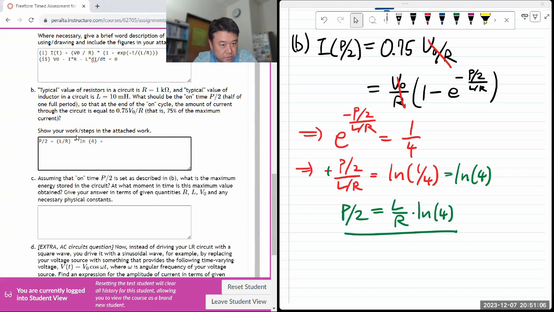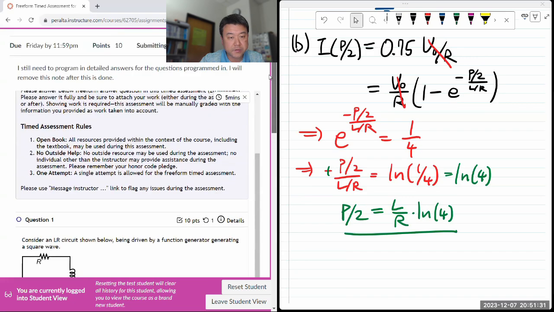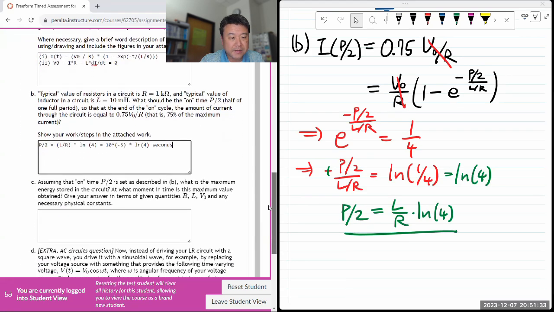So 10 to the minus 2 divided by 10 to the 3, so it's 10 to the minus 5 times natural log of 4 seconds. Okay, so it's on the order of a fraction of a millisecond, a little larger than a microsecond. I guess that might be right.